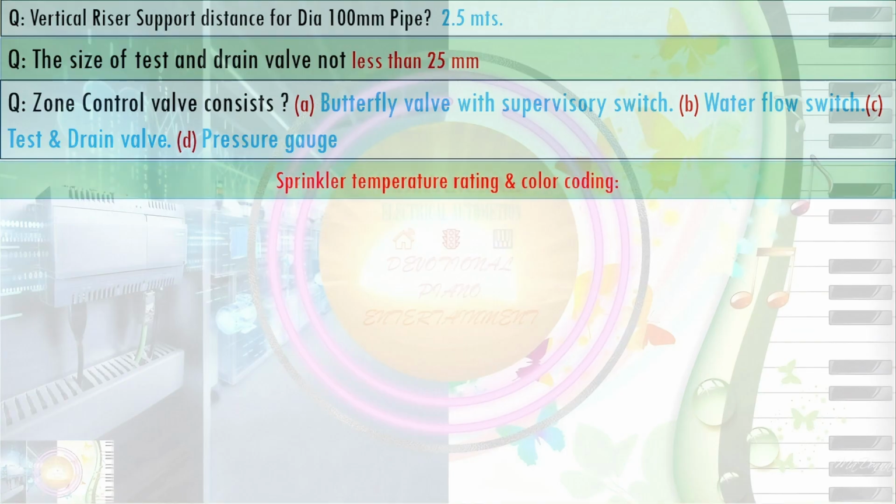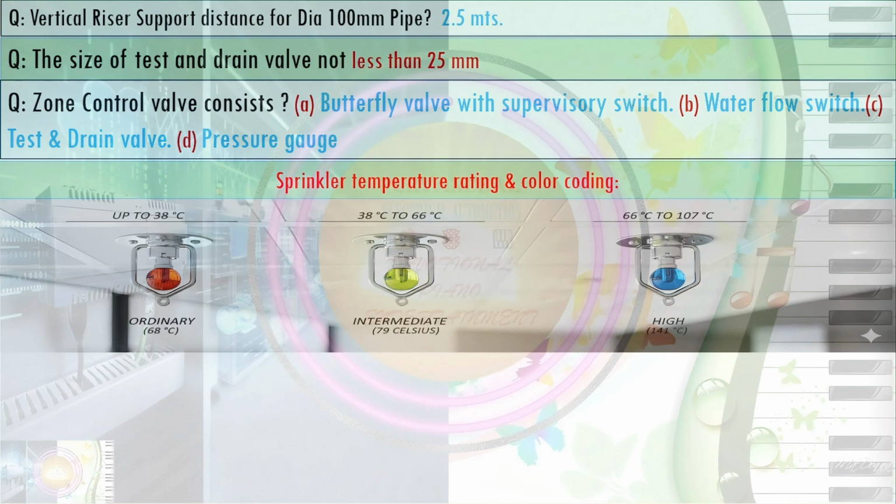Sprinkler temperature rating and color coding. Here you can see the red color, where the standard temperature is 38 and the operating temperature is 68. This is called the ordinary type. The second is the yellow color. This is also 38, going to 66 is higher, and the operating temperature is 79 degrees Celsius. This is called intermediate. The blue color is a high class sprinkler. The standard temperature is 62 to 107 degrees Celsius and the operating temperature is 141 Celsius.